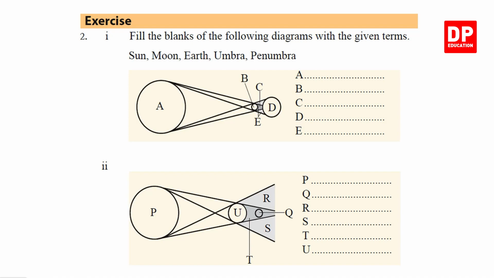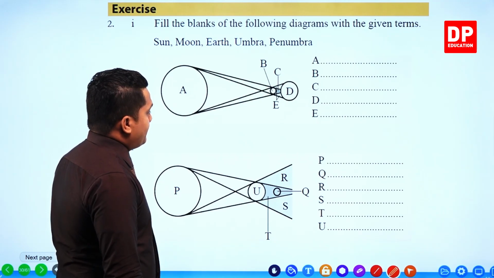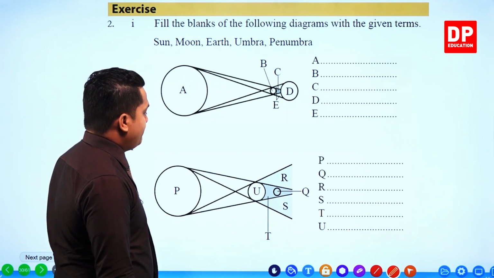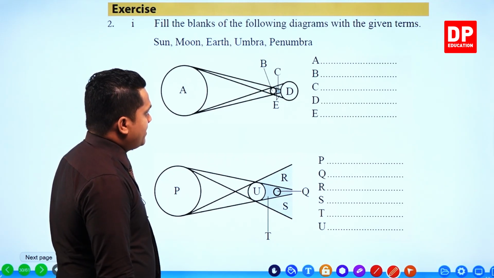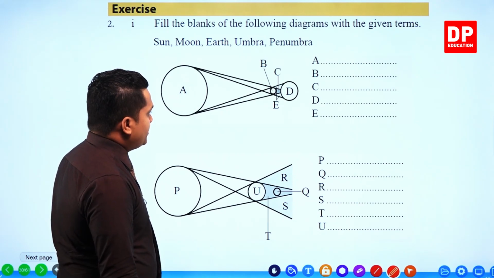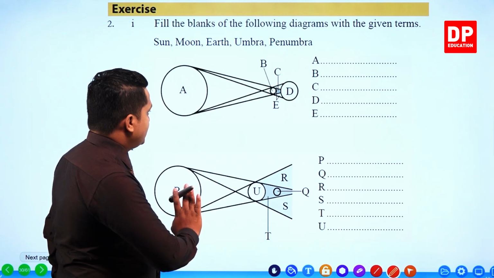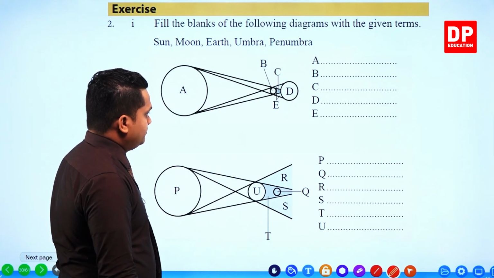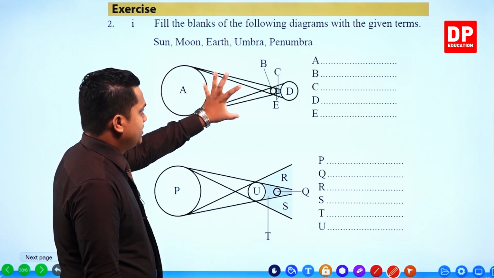Right then. Question number 2. Fill in the blanks of the following diagrams with the given terms: Sun, Moon, Earth, umbra and penumbra. When you check the first figure, my dear children, the object B is the smallest object when you check the size of A and D. So this is like a solar eclipse.